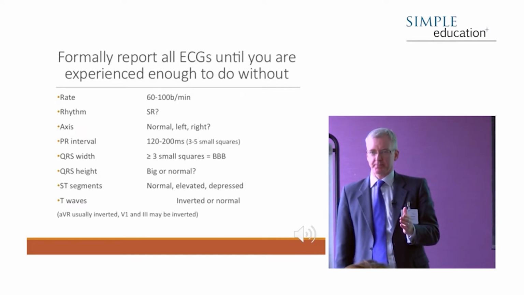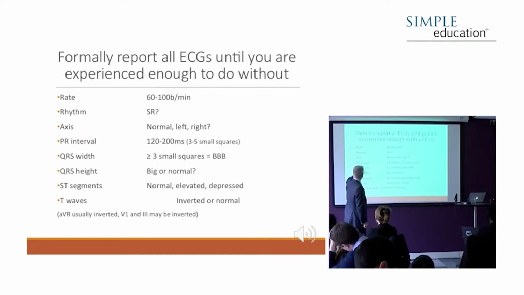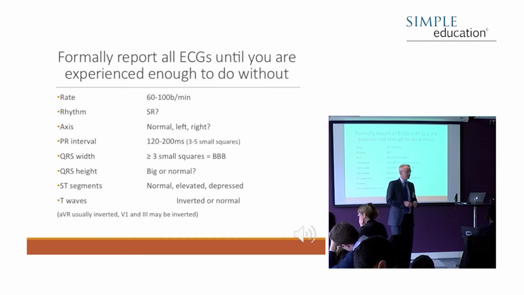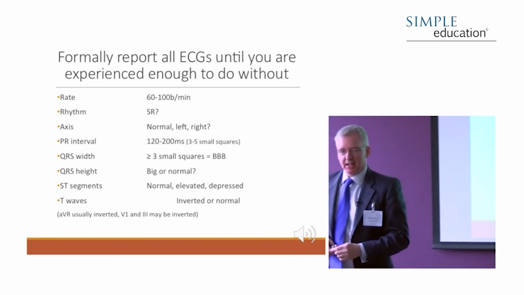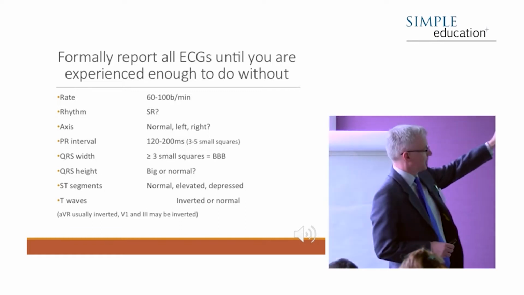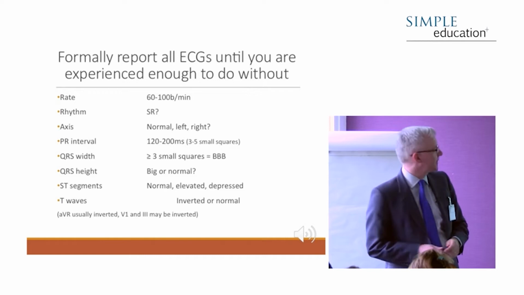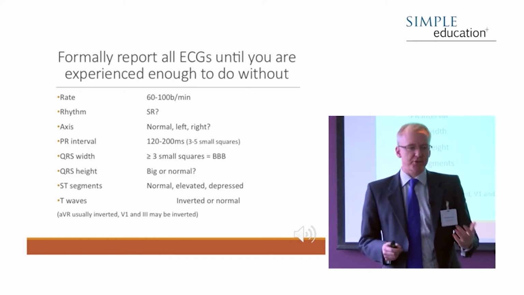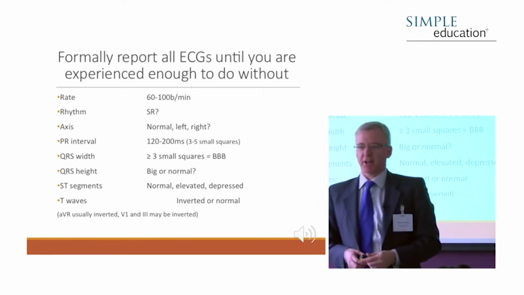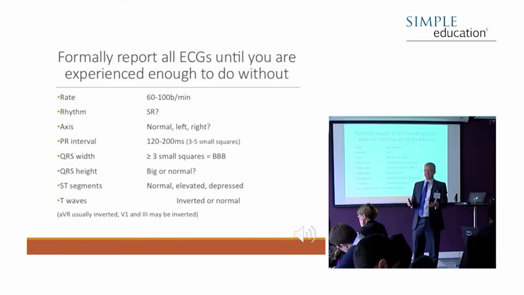So I would suggest a very simple pattern here that you may have been taught some variant of when you're at medical school. You start off with the rate. A normal rate will be between 60 and 100 beats a minute by convention. So that does not mean that if you've got a heart rate of 55, you've got some disease.